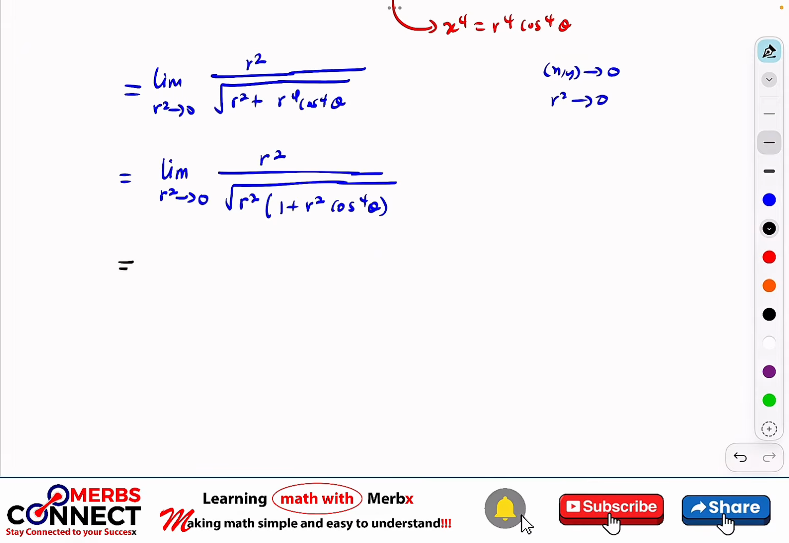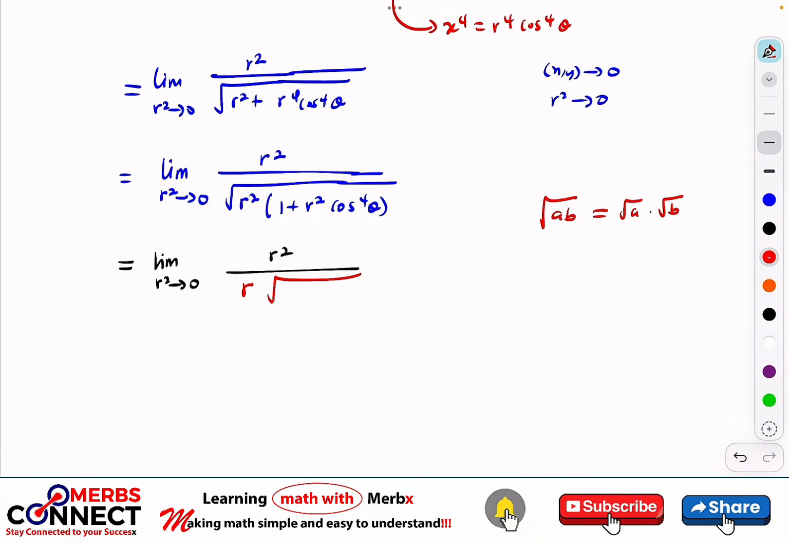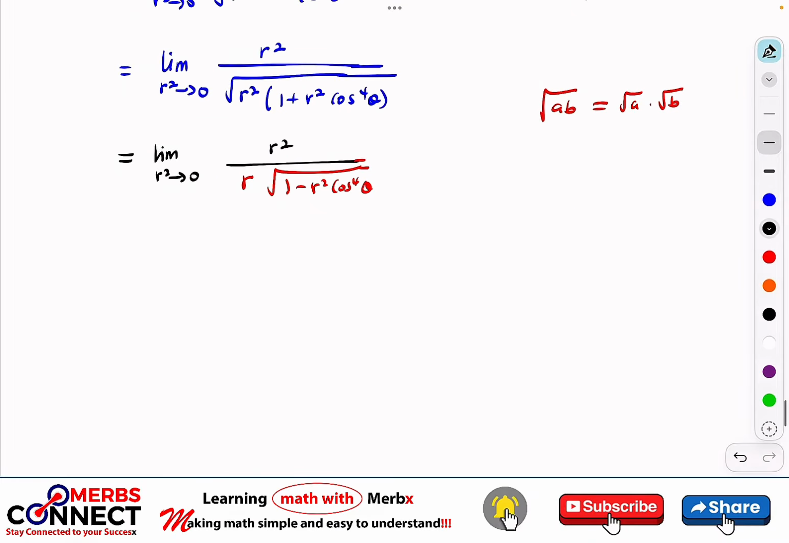So now this is also going to be R squared divided by. Now remember that if I have square root of a times b, this is the same as square root of a times square root of b, right? So I'm just going to take square root of R squared, and it's going to give us R, and then I'll have 1 minus R squared cos 4 theta. Okay. Now we can cancel one of the R and have R divided by 1 minus R squared cos 4 theta.